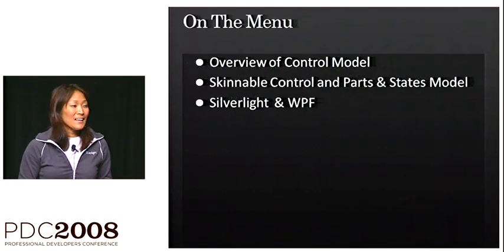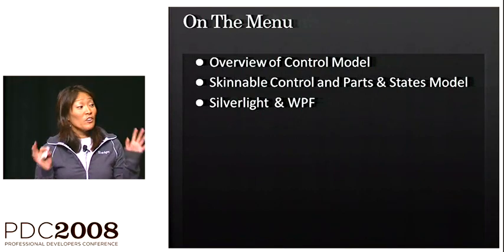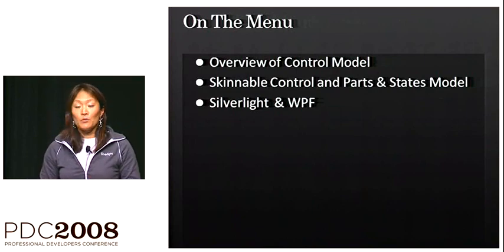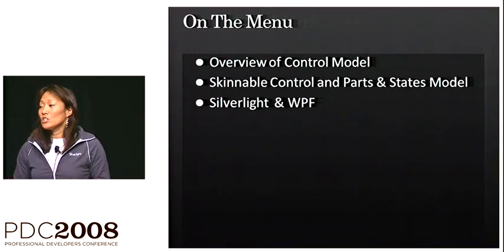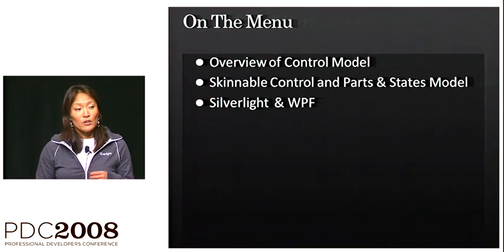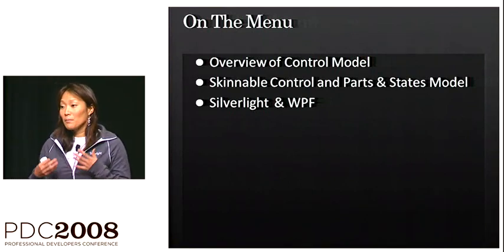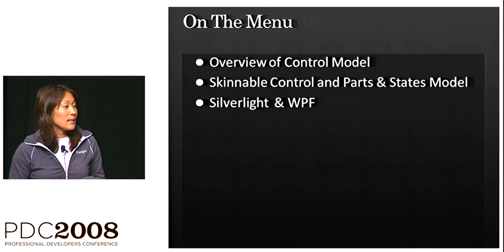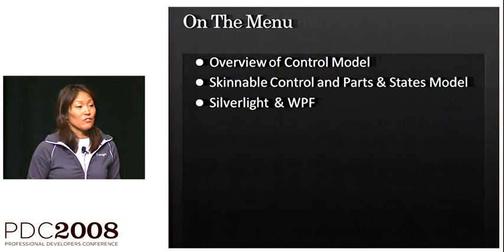So with that, today that is our goal, to show you how you can customize deeply the controls in Silverlight 2. We'll start out with a brief overview of the Silverlight 2 control model to make sure that everyone's familiar with the basics, which means that we'll start out with quite a few slides in the beginning. Then we'll dig straight into skinning in Silverlight and talk about how you can build up a skinnable control and how you can use something called the parts and states model to make building those controls easier and better. And finally, we'll talk about Silverlight and WPF and how those two control models really are the same and converging even further.